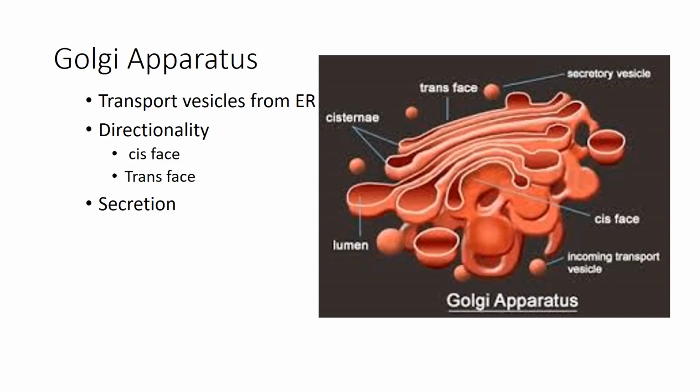The Golgi apparatus consists of flattened sacs or cisternae. The Golgi receives and dispatches transport vesicles that come from the ER and the products they contain. The Golgi has structural and functional directionality. The cis face receives vesicles while the trans face dispatches them. Vesicles form and leave the Golgi carrying specific products to other locations or to the plasma membrane for secretion.